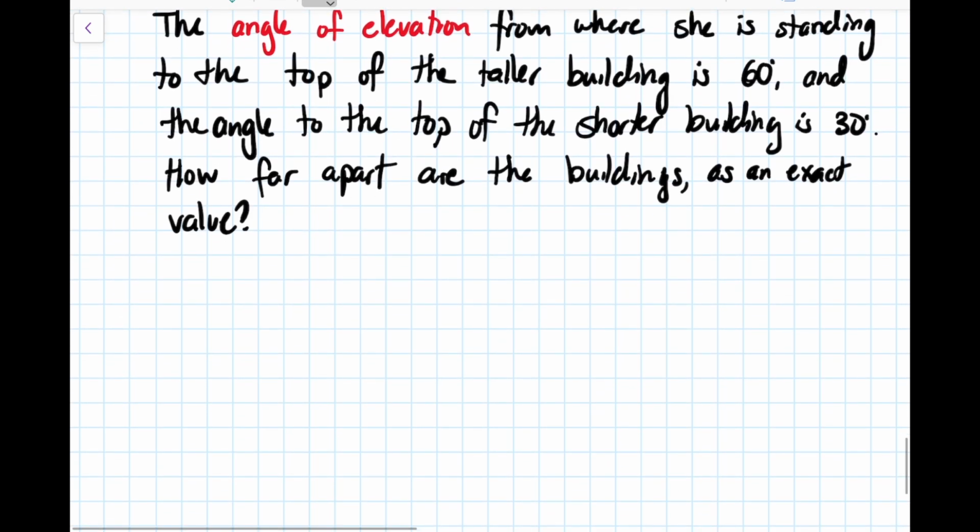So just a quick refresher for you if you don't remember from Math 10, an angle of elevation is always an angle above a horizontal line. So elevation means elevated, means higher, and it has to be a horizontal line. So we want to know how far apart these two buildings are.